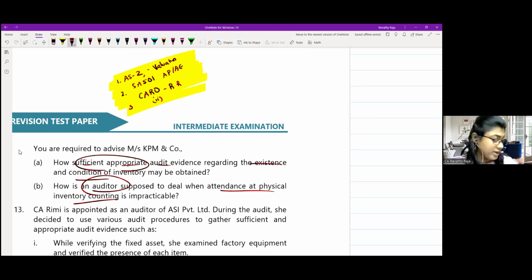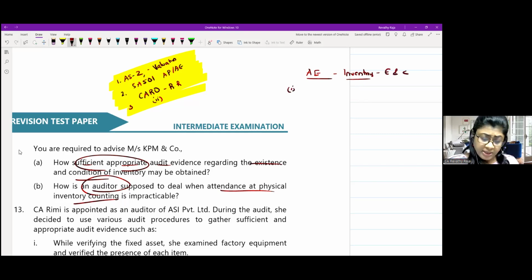Now, can you say how to present the answers? Okay. Now you write the heading. What heading? Audit evidence regarding inventory existence and condition.